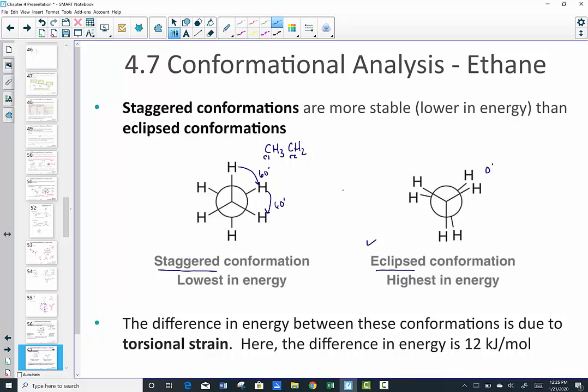That difference in energy between these conformations is due to hydrogen-hydrogen interactions called torsional strain. Really just two like atoms trying to occupy the same space creates higher energy due to the like charges of electrons repelling each other. So here's the difference in energy, and this particular HH interaction is about 12 kilojoules per mole.